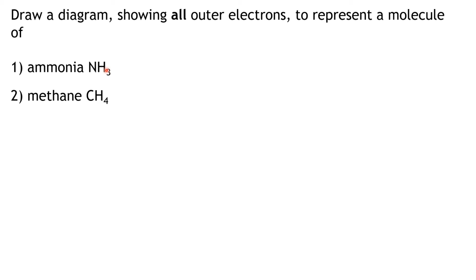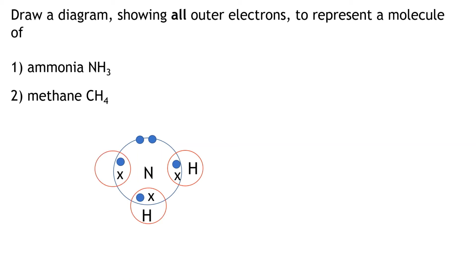Okay, so let's look at ammonia first. If you look in the data book, nitrogen has 5 outer electrons, so we can draw those. We have 3 unpaired electrons, i.e. 3 more electrons are needed to fill this outer energy level, so we need to add 3 hydrogen atoms, which can each contribute 1 electron to be shared. So now we have a full energy level for nitrogen with 8, and full energy levels for each of those hydrogen atoms with 2 in the first energy level.